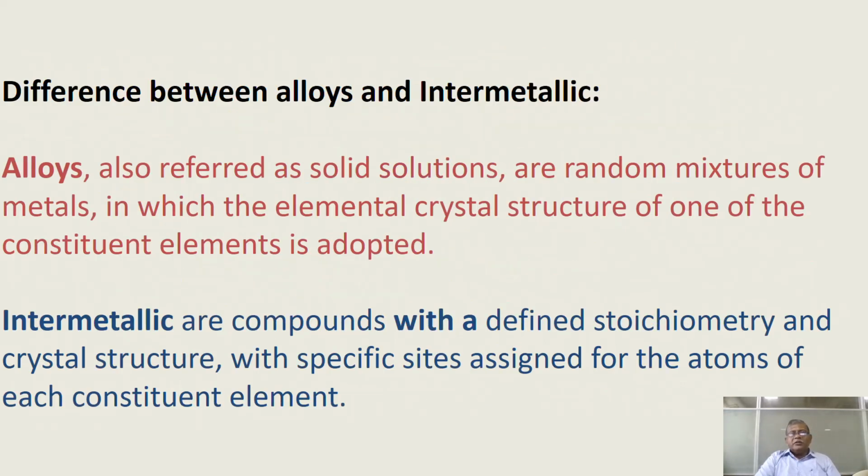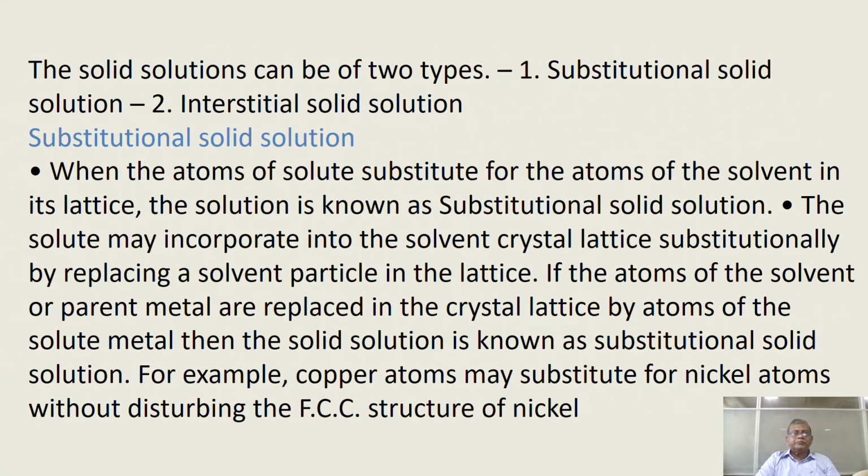An alloy is also referred to as a solid solution or random mixture of metals in which the elemental crystal structure of one of the constituent elements is adopted. Intermetallic compounds have a defined stoichiometry and crystal structure, with specific size assigned for atoms of each constituent element. There are two types of solid solution. One is substitutional solid solution. Second is interstitial solid solution.